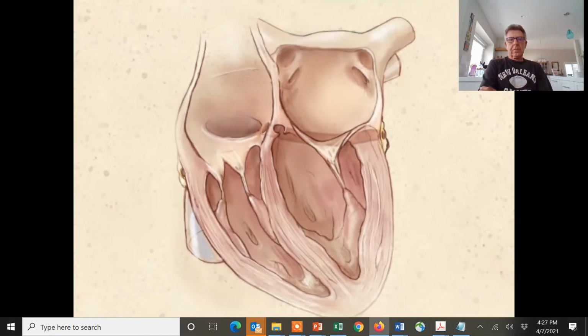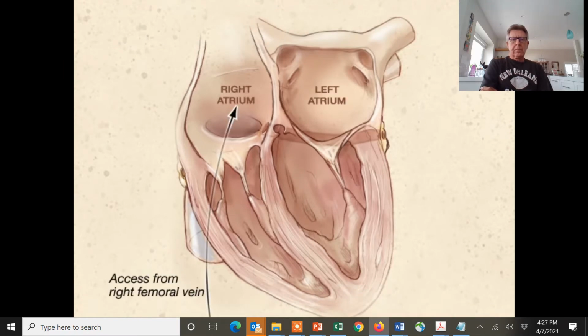Once in the electrophysiology laboratory, vascular access is typically obtained through the femoral vein.